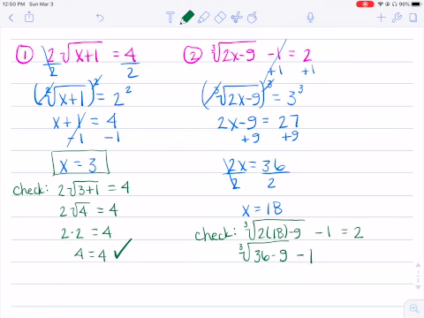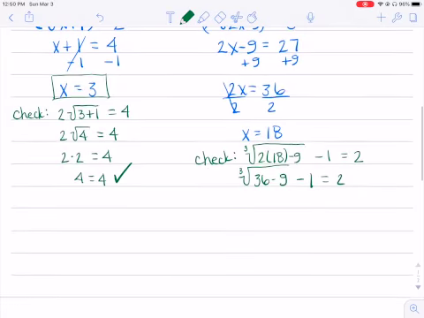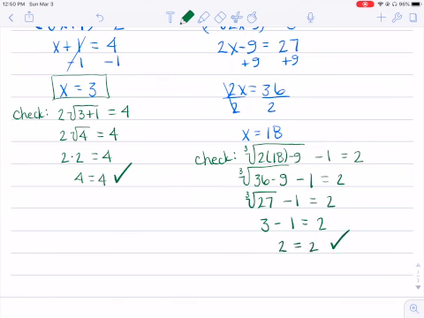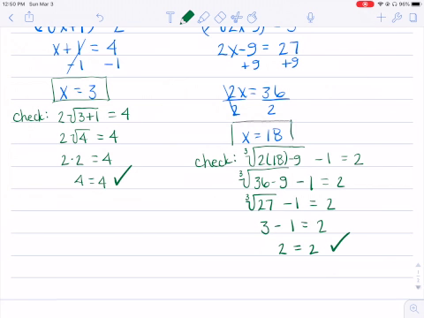That's 36 minus 9, minus 1, is equal to 2. Or the cubed root of 27 minus 1 is equal to 2. And that leads me to 3 minus 1 equals 2, and 2 equals 2. So that's a true statement, which means that our answer is a true answer. It's not extraneous.